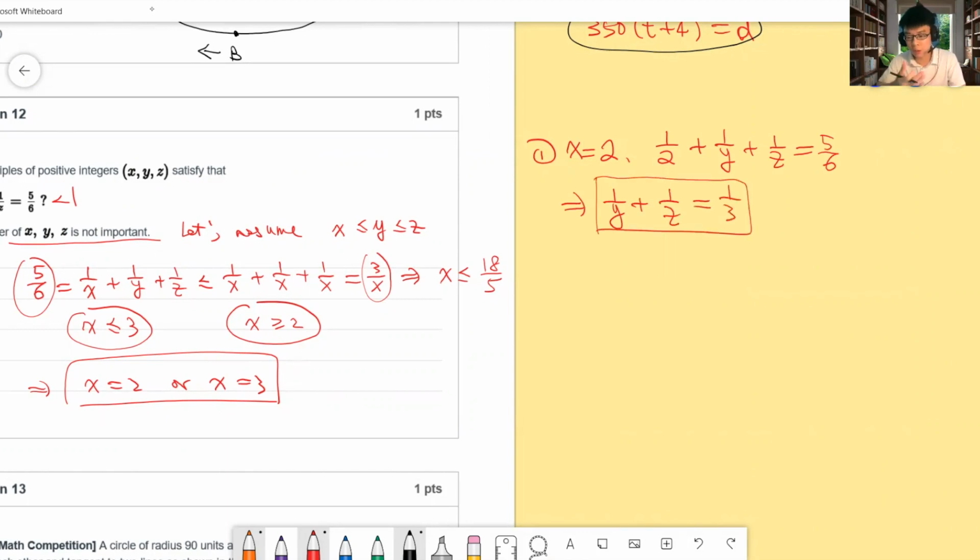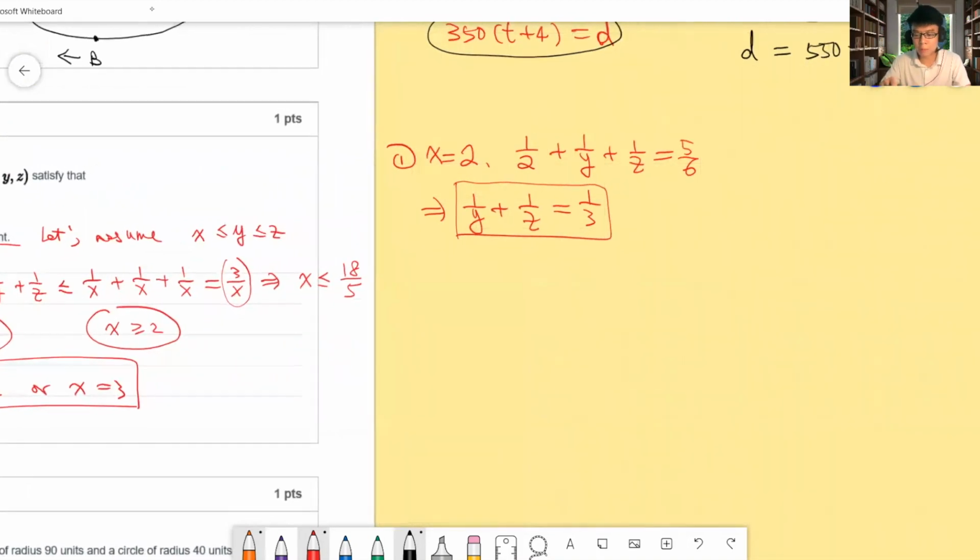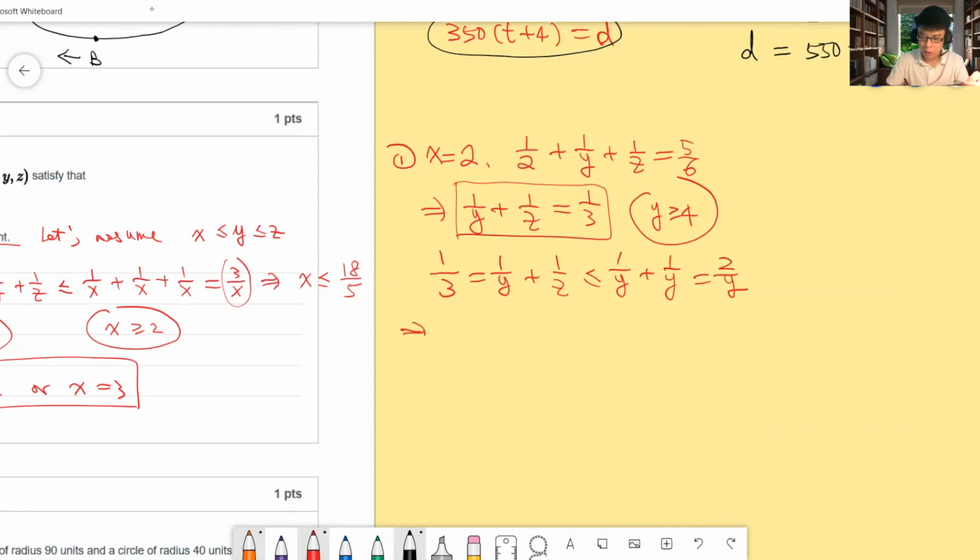Here we only have two variables. It looks simpler. First, notice that y must be greater than or equal to 4 because the total sum is 1 over 3. And next, let's see the upper bound of y. 1 over 3 equals 1 over y plus 1 over z, which is less than or equal to 1 over y plus 1 over y, which is 2 over y. That means y is less than or equal to 6. Now, y is greater than or equal to 4 and less than or equal to 6. There are three cases: y equals 4, 5, or 6.